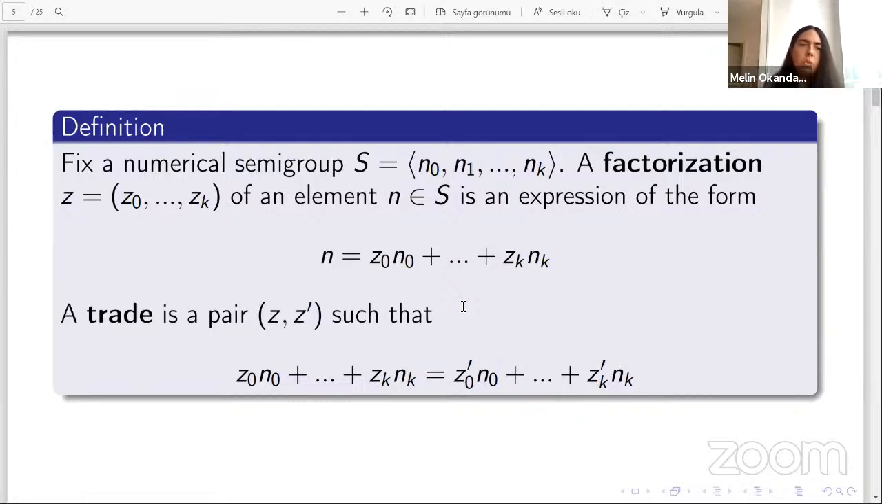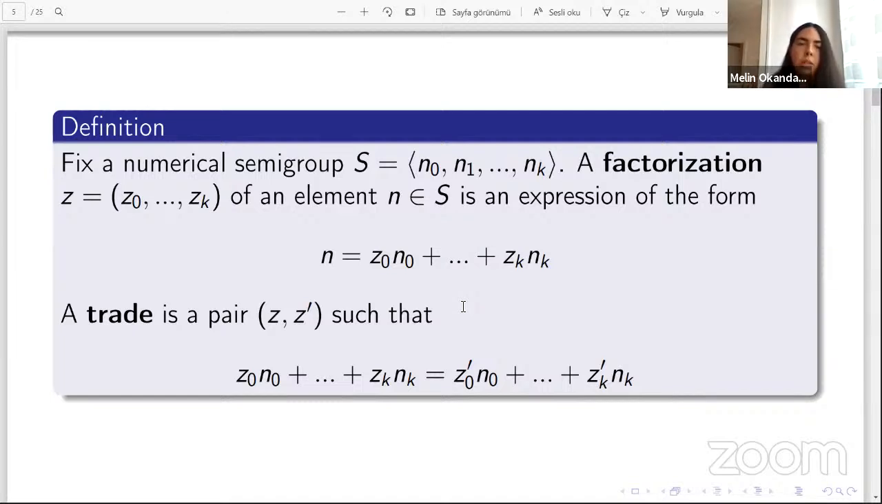A factorization z0, z1, up to zk is a k plus 1 tuple, which gives an element in the numerical semigroup. Well, how can we understand this? For example, you want to buy 18 chicken McNuggets. Well, you can buy three of the 6 packages, and you do not have to buy any of the 9 packages or 20 packages. So a factorization of 18 will be, in this case, (3, 0, 0), because I am buying 3 of the 6 packs, 0 of the 9 pack, and 0 of the 20 pack. So this is how we can see a factorization.